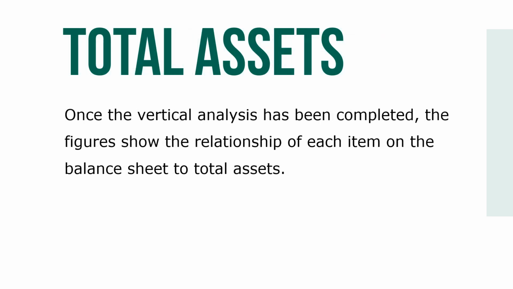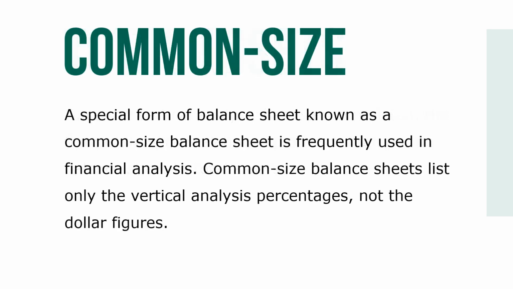Once the vertical analysis has been completed, the figures show the relationship of each item on the balance sheet to total assets. For analysis purposes, these percents can then be compared with previous statements of the same company, with competitors' figures, or with published industry averages for similar-sized companies. A special form of the balance sheet known as a common-size balance sheet is frequently used in financial analysis. Common-size balance sheets list only the vertical analysis percentages, not dollar figures.